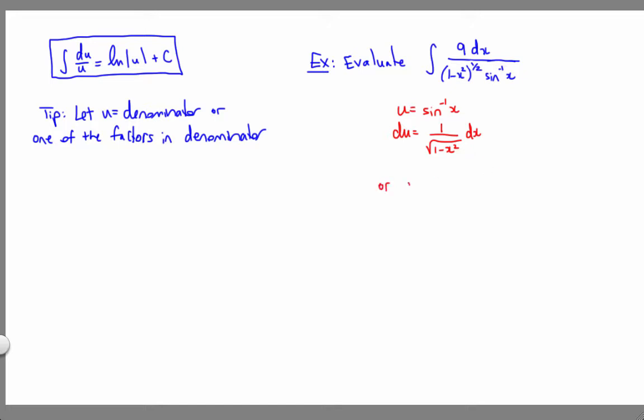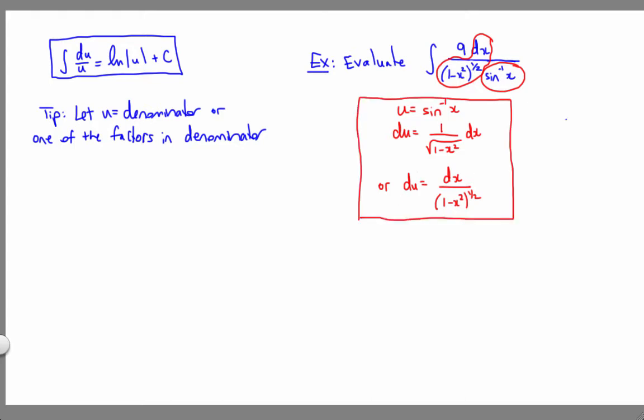Now, if we like, we could rewrite this slightly differently. Du is the same thing as dx over 1 minus x squared to the power 1/2. So by making this choice, we're able to let this arcsine factor here in the denominator equal u, and then dx over the square root is going to represent our du. So by making that choice, we're able to rewrite the entire integral.